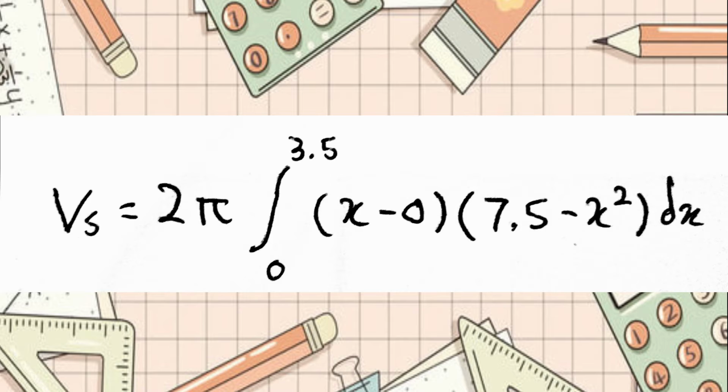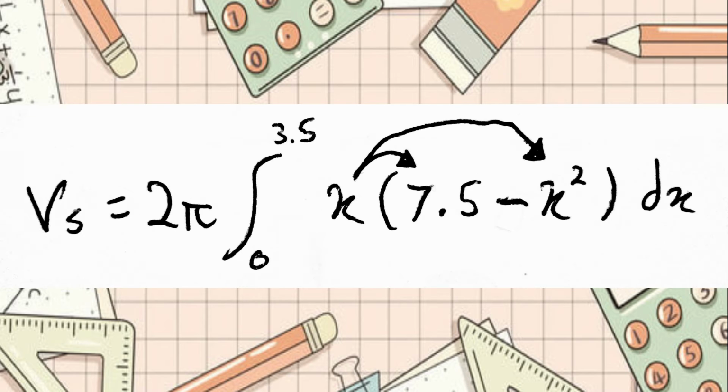So now, after we apply all that, we will get this new formula. For the shell radius, our strip is on the right side of our rotation line. So we use x minus the rotation line, which is 0, because our rotation line is exactly the y-axis. And we know that the y-axis is x equals 0. And for the shell height, since our strip is vertical, we take y top, which is 7.5, minus y bottom, which is x squared, the function of the curve. Our boundaries are between 0 and 3.5.